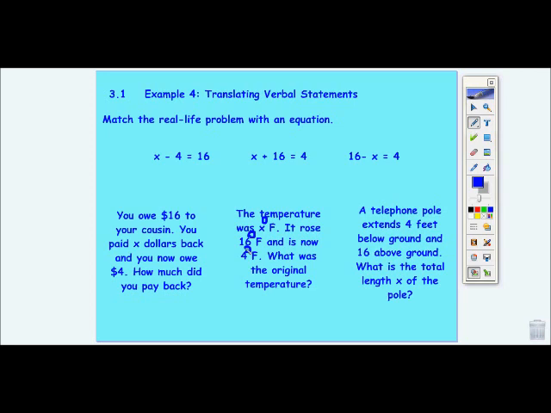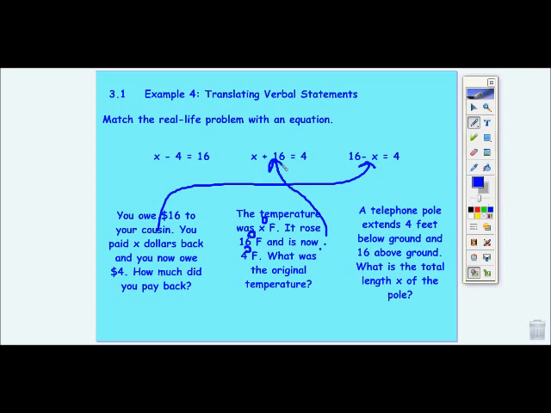So if we are looking for letter A, you owe $16. If you owed 16, you could subtract the amount you paid back and you would get what you now owe. So that would be this sentence here. You owed 16, you subtract the amount you paid back, and now you owe $4. Okay? If we're looking for the next one, we would go with the original temperature. It rose. We don't know what the original temperature was, but we know it rose, so that would be positive. So that goes with this one.